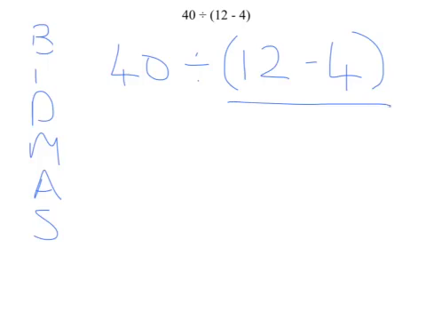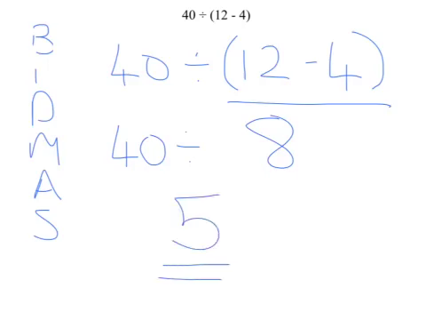That's underlined, which means the 40 falls down off. It's not on the shelf, and the divide symbol falls down. It's not on the shelf. 12 take away 4. 12 take away 4 is 8. I've done what's on the shelf. Now I've just got 40 divided by 8. 40 divided by 8 is 5. Next page.